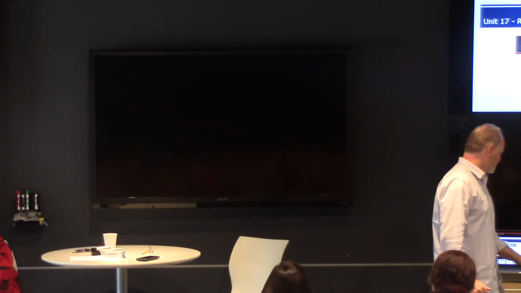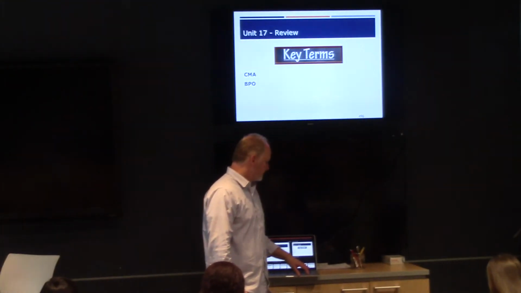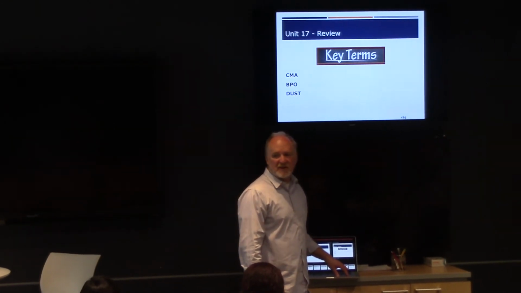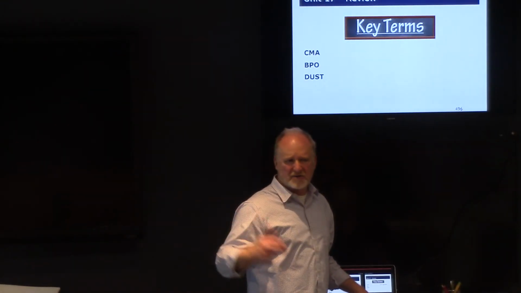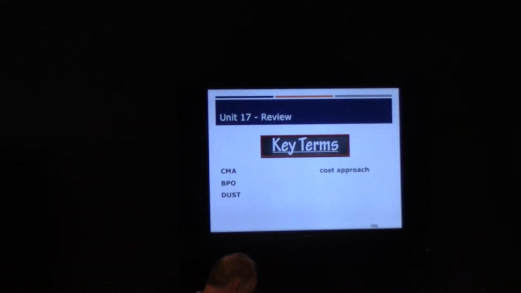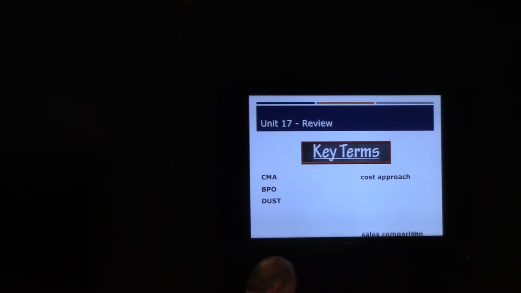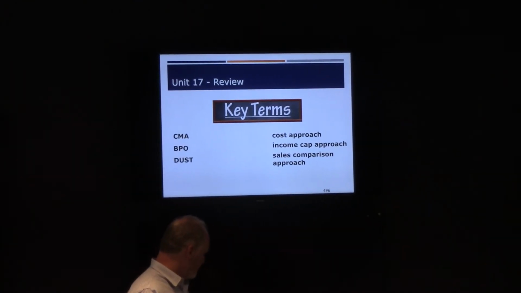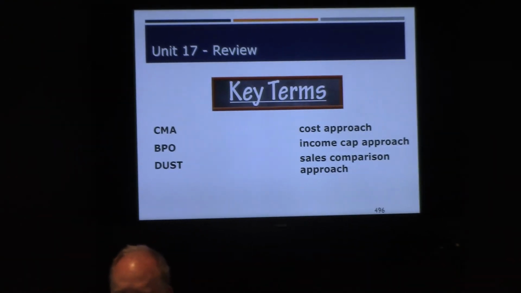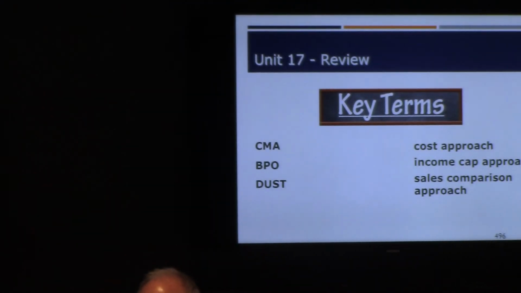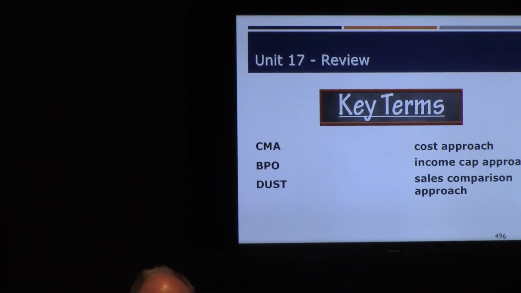Do you recognize these terms? CMA? Yes. PPF? Same thing. Dust? Yes. Demand, utility, scarcity, transferability? Good. Cost approach? Sales comparison approach? Income approach? And when they're going to be used? I feel good about this chapter. Don't forget to study. Sometimes it is deceptively simple, but there are a lot of questions on these there.